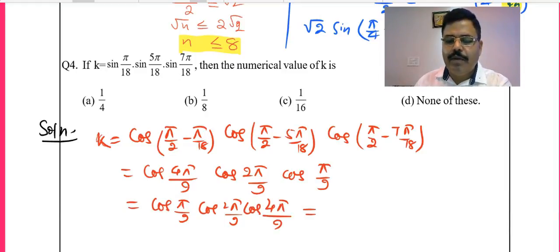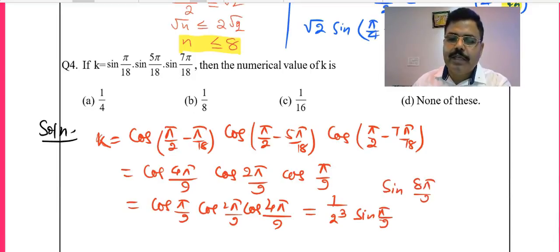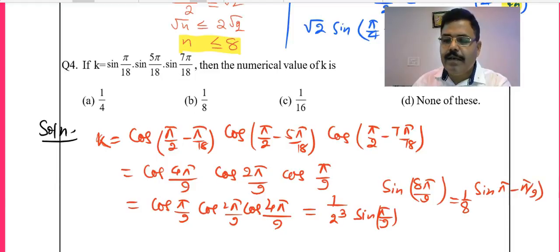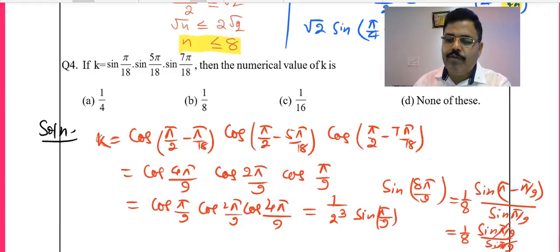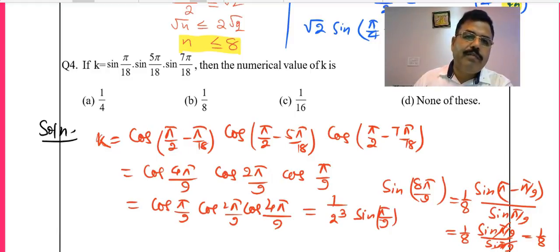And that is, using the formula, what we can write here? That we can write here, cos, 1 by 2 to the power 3, sine pi by 9, and that will be sine double of this, 8 pi by 9. So sine 8 pi by 9 would be what? Pi minus pi by 9, right? That is 1 by 8 sine (pi minus pi by 9), divided by sine pi by 9, and that will come up as 1 by 8 sine pi by 9 upon sine pi by 9, and this sine cancels out. So what will be the answer? 1 by 8.